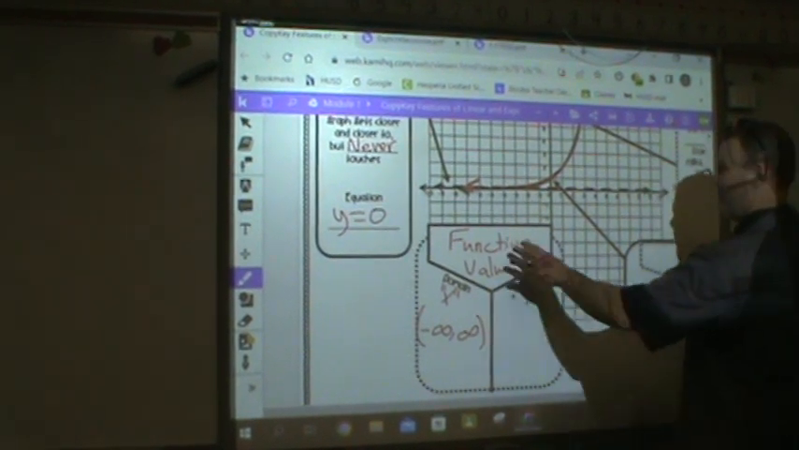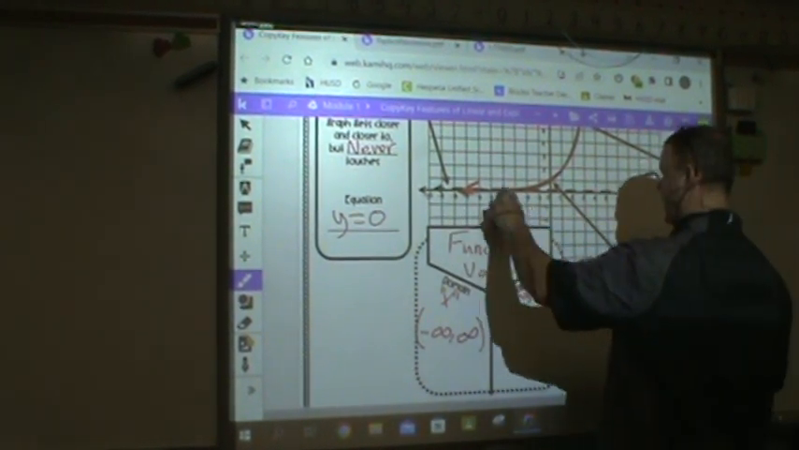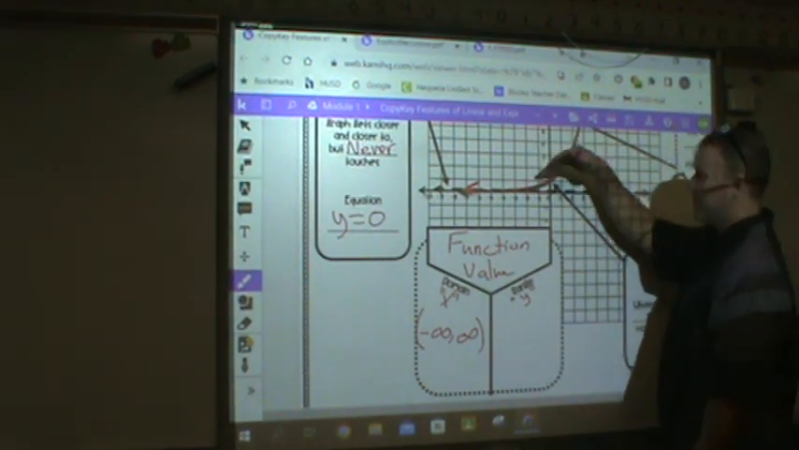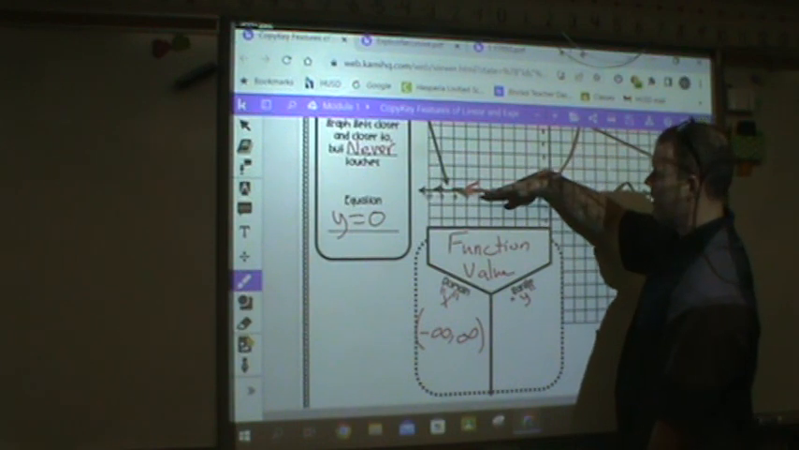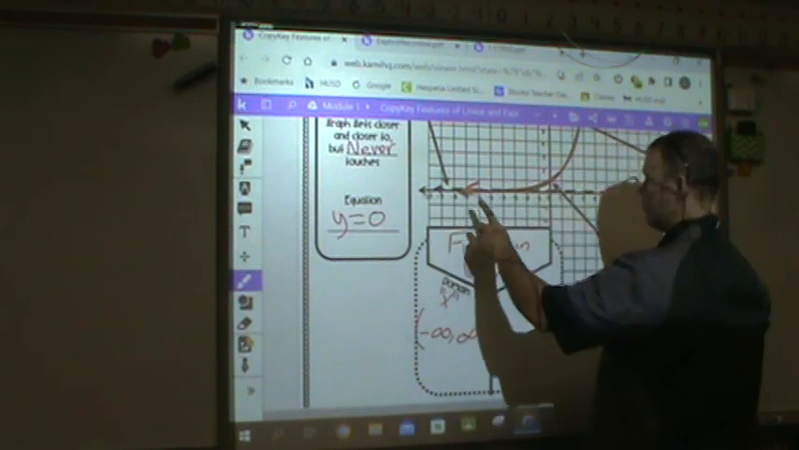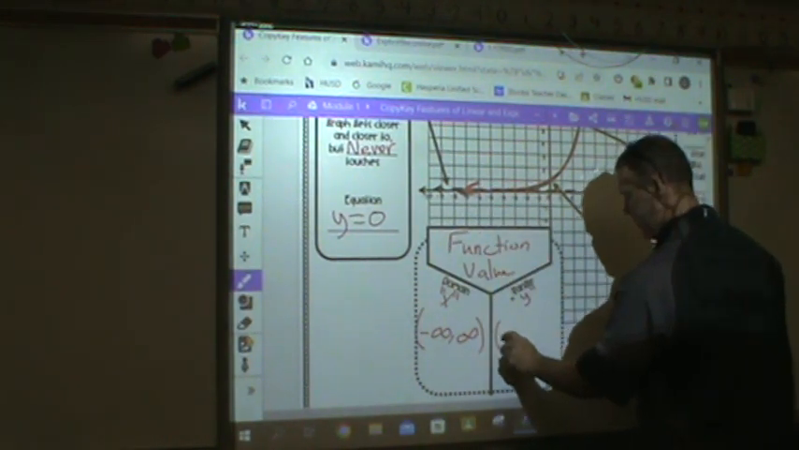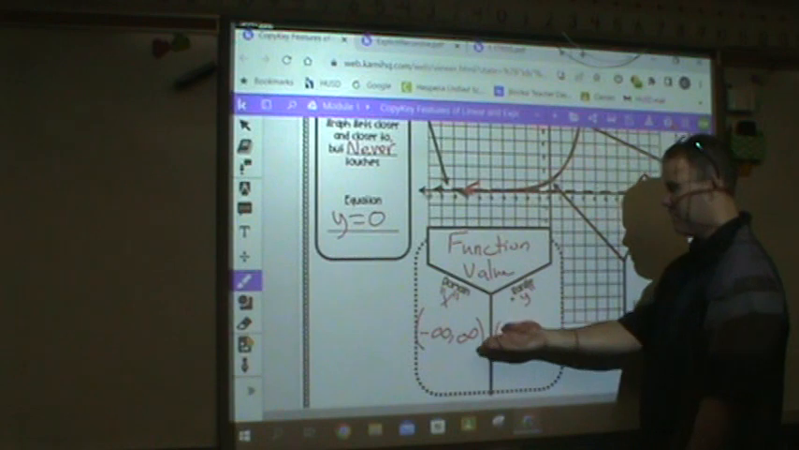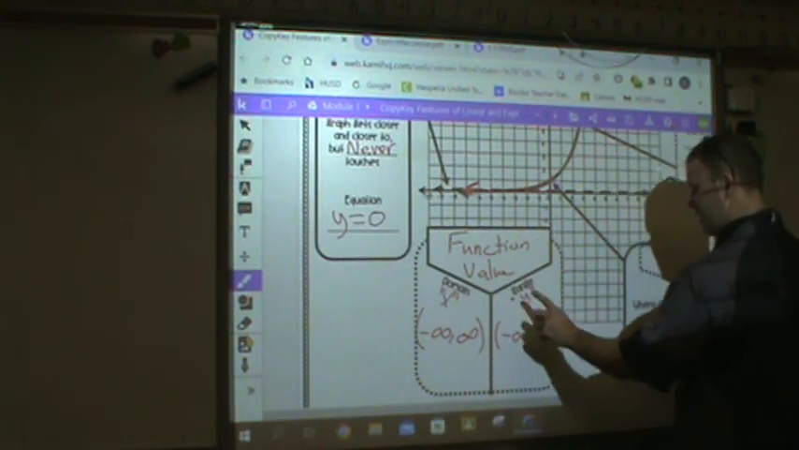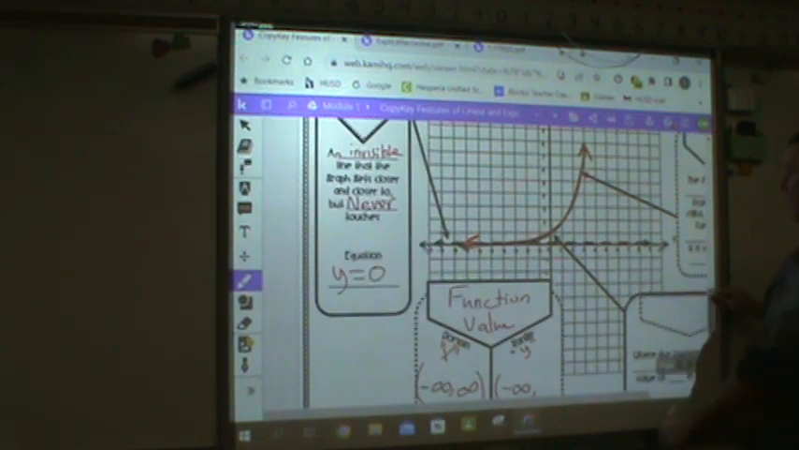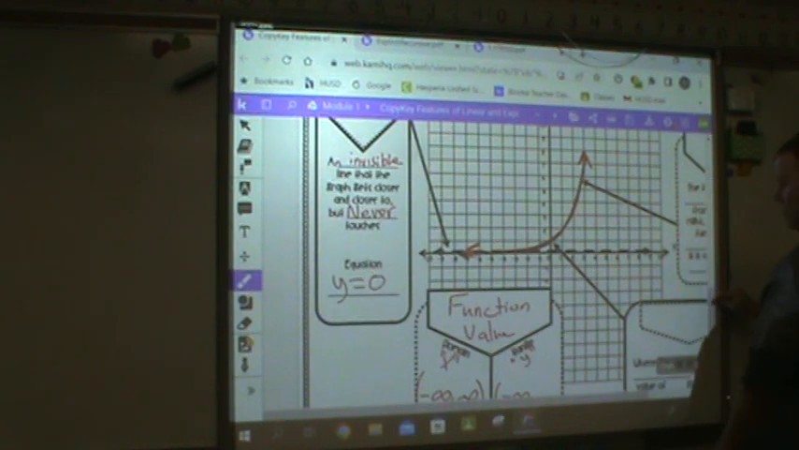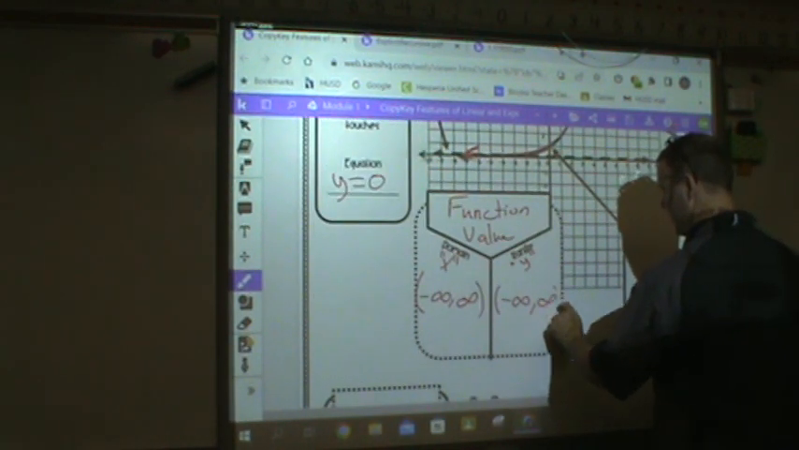Now when I talk about y values, I want to ignore the x's and only talk about the y values from the bottom to the top. Now because this graph continues down, as it goes to the left, it will always continue to go down. How do I know it will always continue? Because it has an arrow. So negative infinity means it will always continue down. And as it continues up, it will always go up. So that continues to positive infinity.